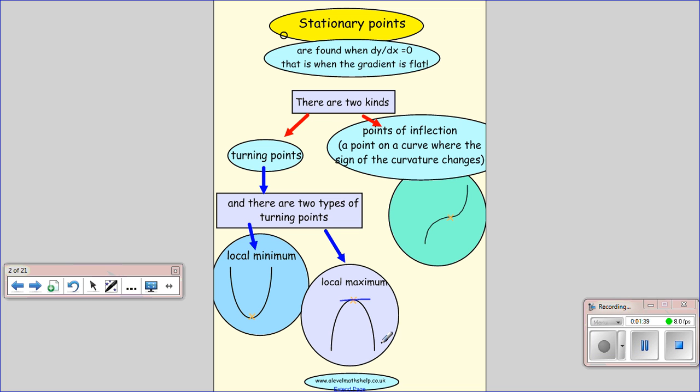Now in a point of inflection, we have a change in the sign of the curvature of the curve. So here we can see it's curved that way, and then it changes, and then it curves that way. So it doesn't turn right down, it's just the curve changes direction.